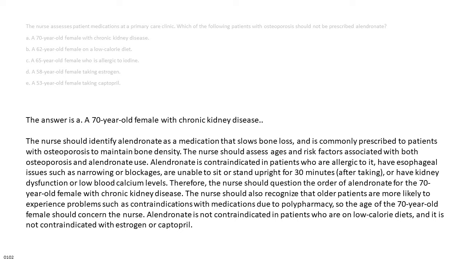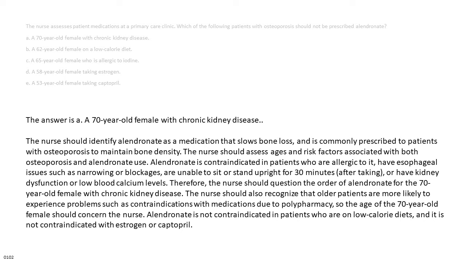The answer is A. A 70-year-old female with chronic kidney disease. The nurse should identify alendronate as a medication that slows bone loss, and is commonly prescribed to patients with osteoporosis to maintain bone density. The nurse should assess ages and risk factors associated with both osteoporosis and alendronate use.